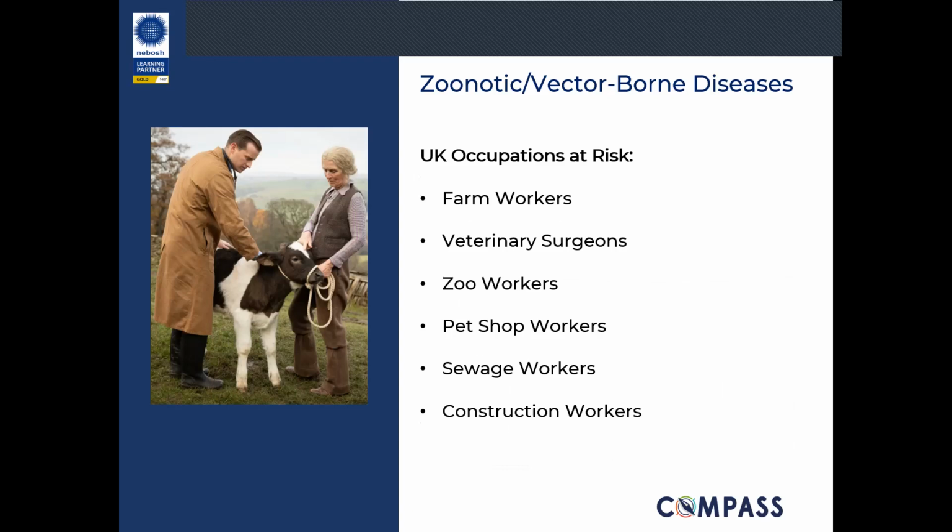Occupations then that we typically consider to be at risk. Obviously, people who handle all kinds, should we say, of animals, and in some cases links to exposure to insects as well. So farm workers, vets, zoo workers, pet shop workers, sewage workers, and construction workers. Again, because they're disturbing the land, they're open, they're outside, and they may be coming into contact with certain insects as well. So just to make sure that there's an awareness there about sewage workers and construction workers, which doesn't come obviously to some people.